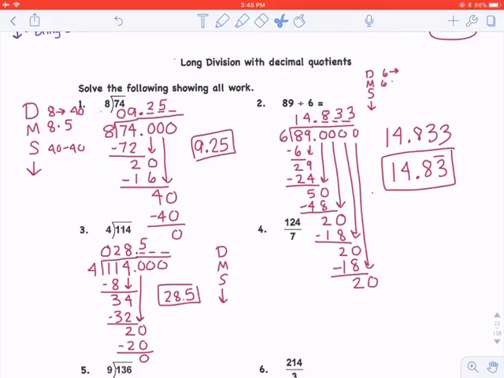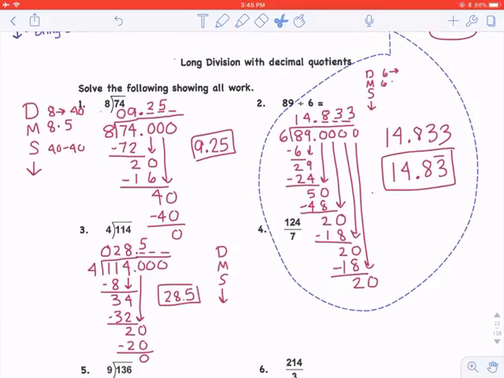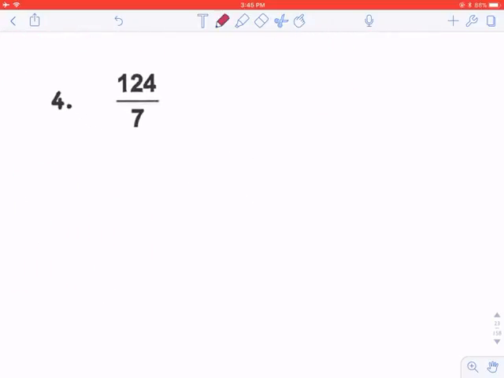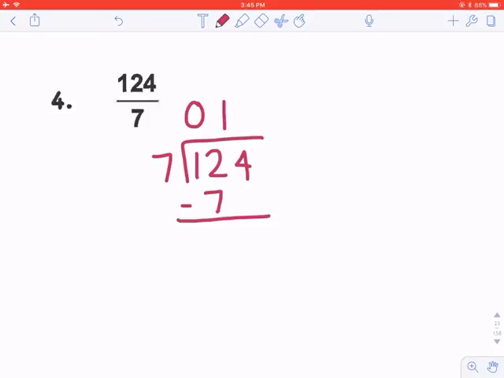All right, so I do need to shrink number 3. It's coming up in my space here. So now I'm going to look at number 4. So I have 124 divided by 7. I start with how many times does 7 go into 1? It doesn't. So I move on to the next column. How many times does 7 go into 12? Goes in once. 7 times 1 is 7. Subtract, you get 5. Bring down the 4.